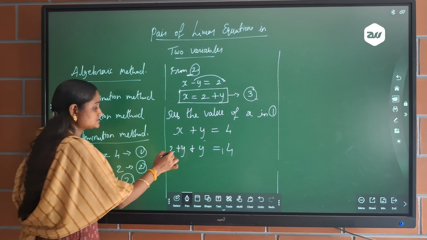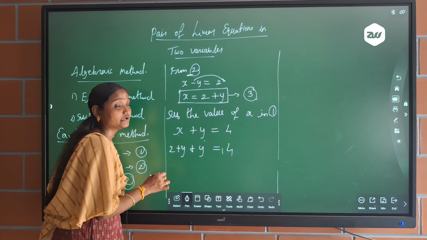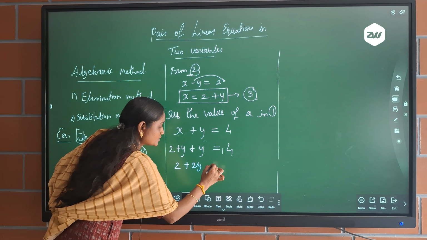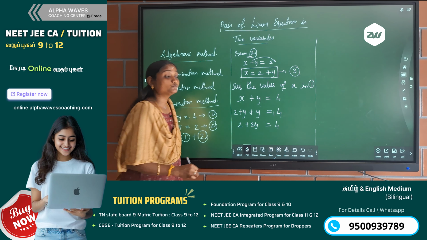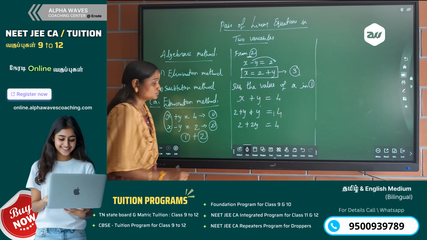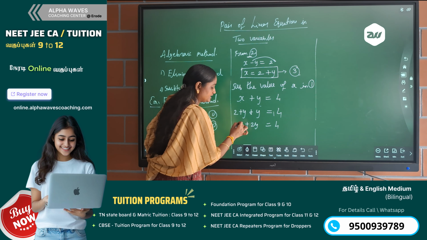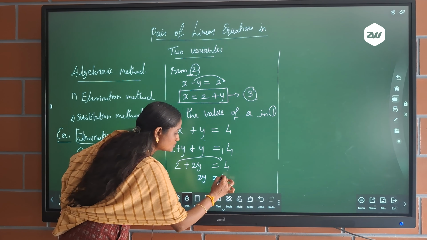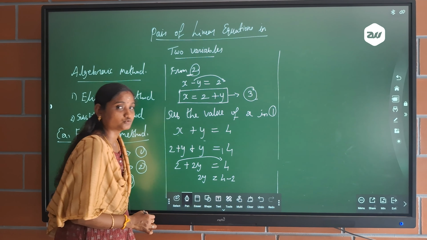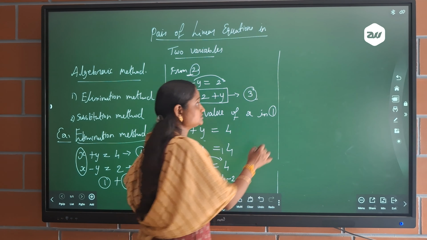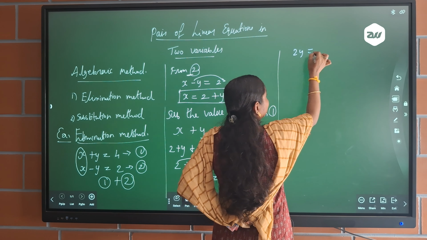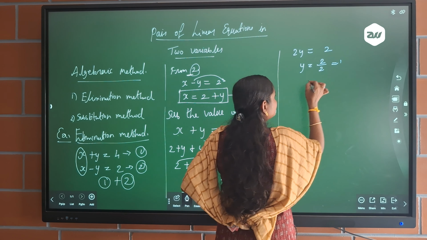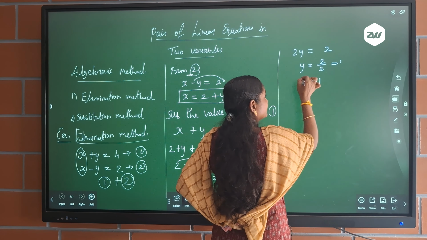Now you just see how many y's there are. 2y is there. So we have to write 2 plus 2y is equal to 4. Again we want to find the value of y here. So transpose the 2 to that side: 2y is equal to 4 minus 2. 4 minus 2 is 2. So y is equal to 2 by 2, which is equal to 1. So the value of y is 1.